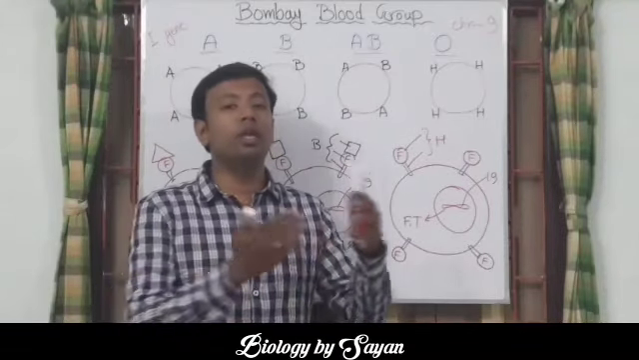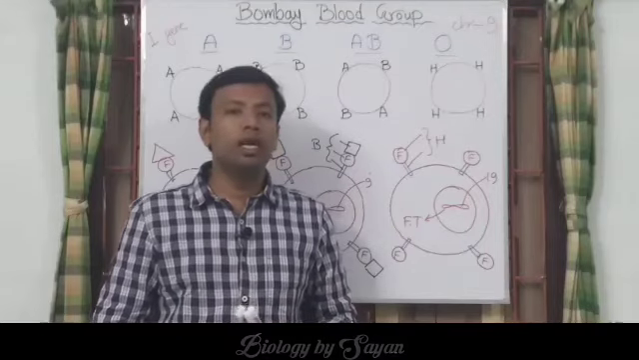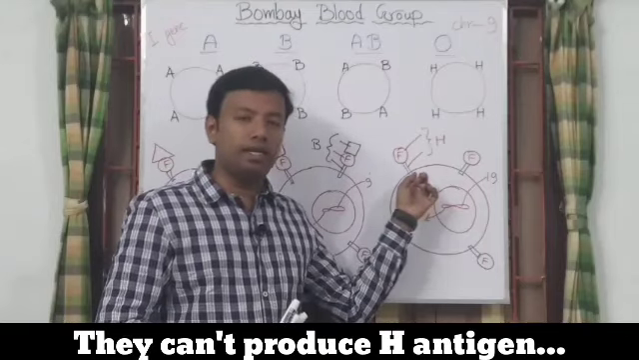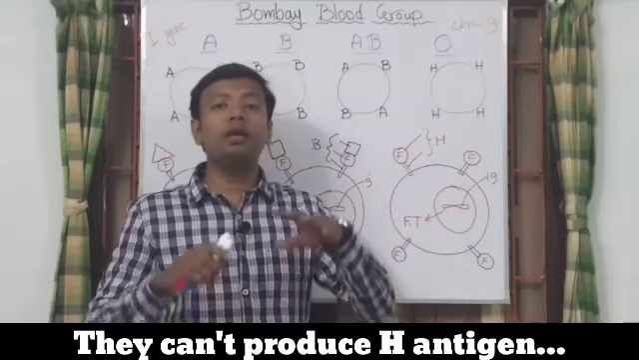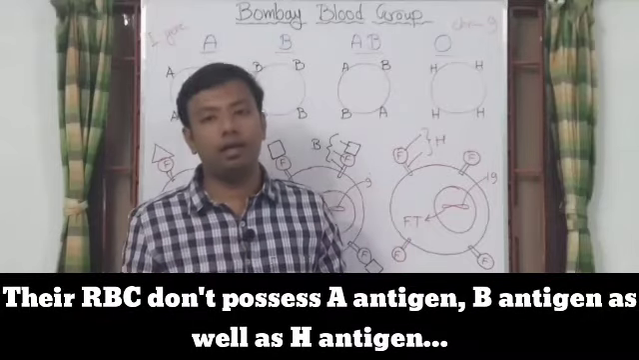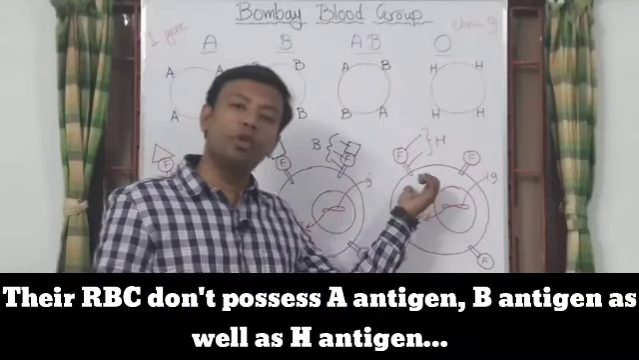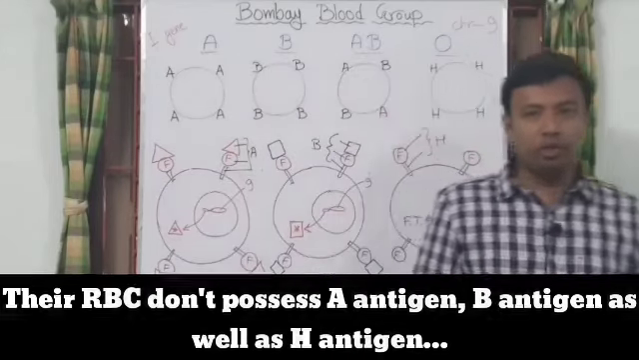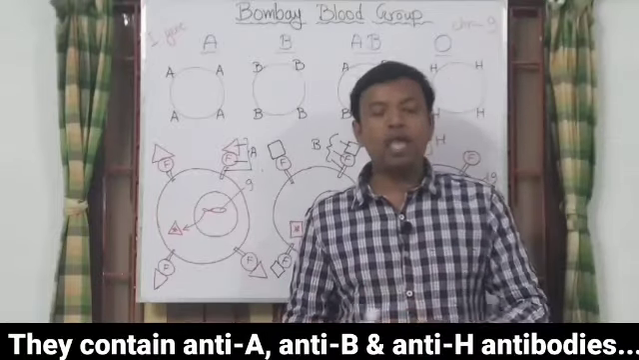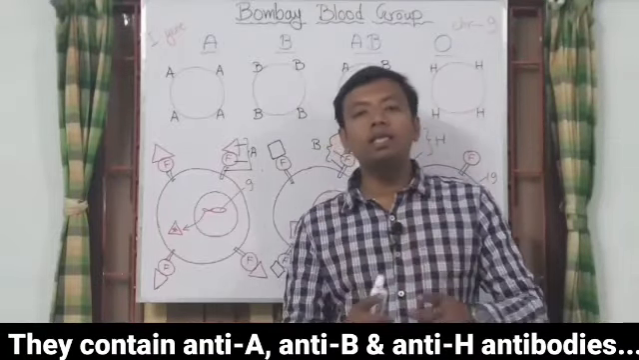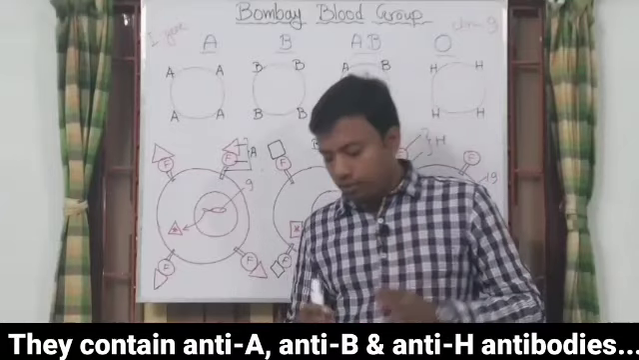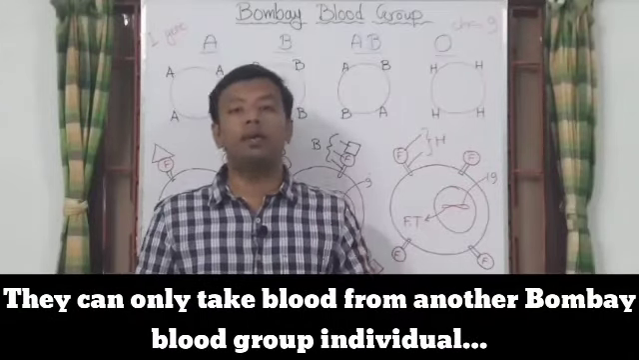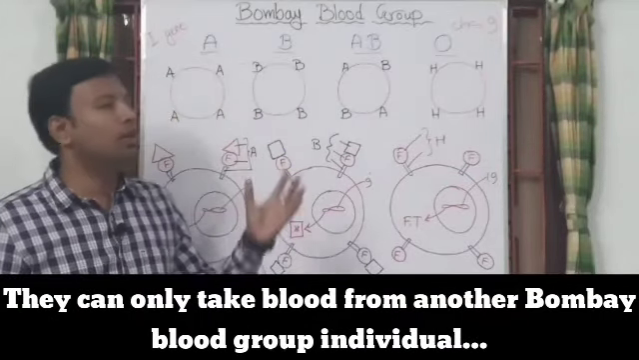What happens with the individuals that possess the Bombay blood group? Such individuals are unable to produce H antigen on their RBC membrane. So their RBC membrane is actually completely bald. They are not able to produce even the H antigen. So the Bombay blood group individual actually contains anti-A, anti-B as well as anti-H antibody in their blood plasma. That's why they cannot receive blood from any group other than their own type. So this is the peculiarity of the Bombay blood group.